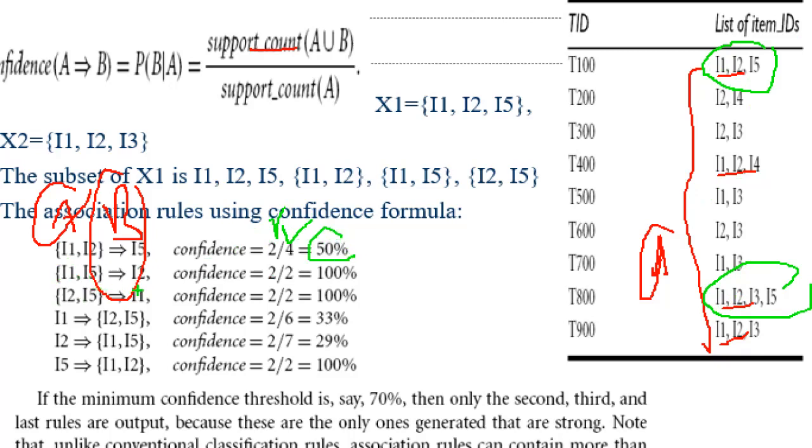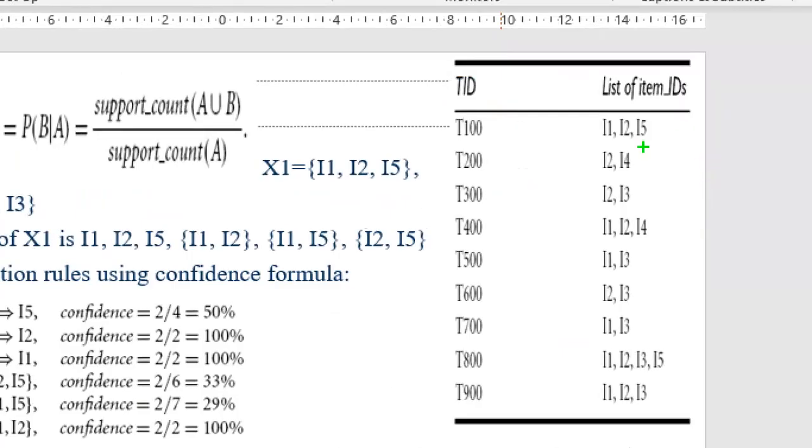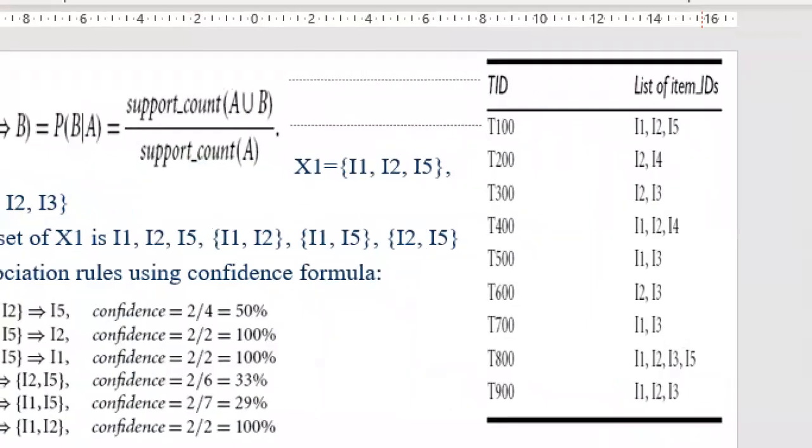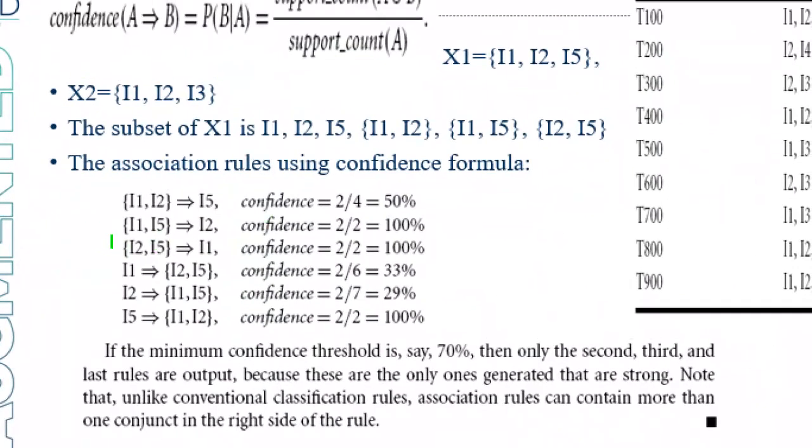Likewise, I1, I5, I2. So we have to find how many transactions contain I1, I5, I2. For one transaction and two transactions. And A union B divided by I5. So how many transactions contain I5? Totally we have I5 in two transactions. So 2 by 2 equals 100%. Likewise, A union B is I1, I2, I5, divided by I2, I5. So 2 by 2, 100%.